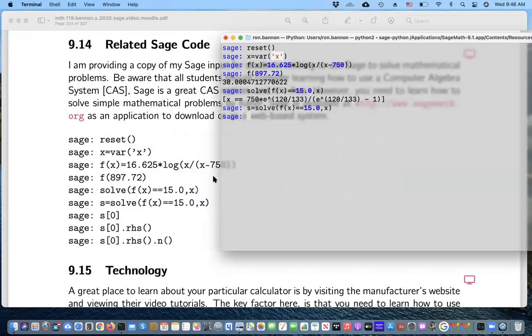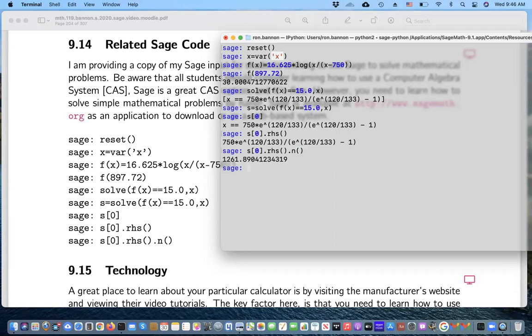You know what? I'm going to type that one in, S, a square bracket. We'll talk about what that means later. S, 0. We'll talk about it later. RHS. I guess it gives us the right-hand side, right? Let's do that last line, which is dot n. I want to tell you what this thing is going to do. It's going to try to approximate the answer. And we got it, 1261.89. I want to go back over the notes, though.